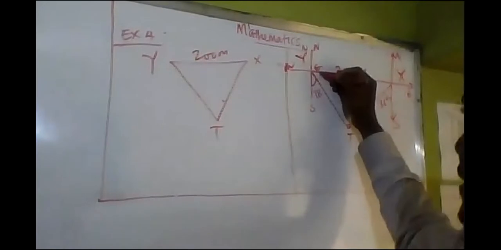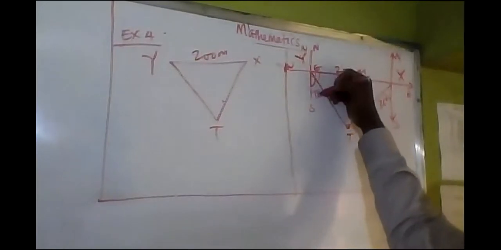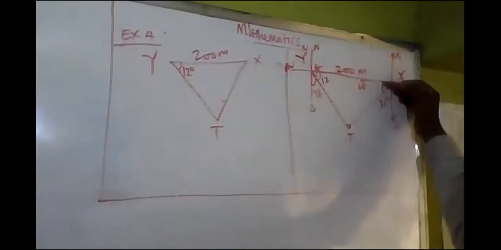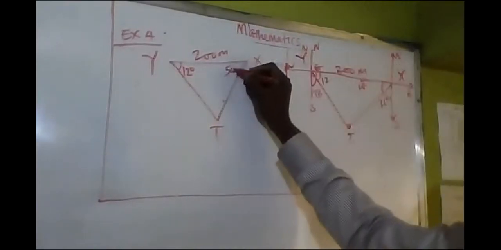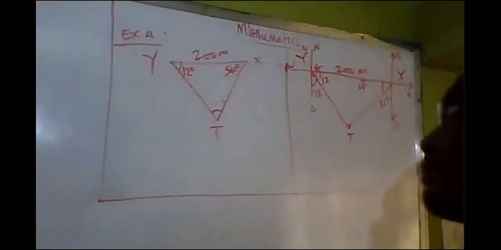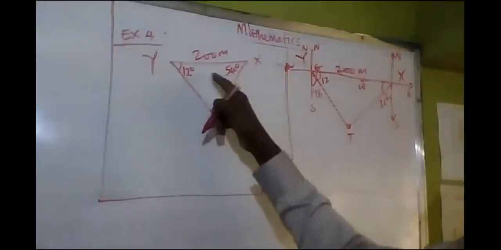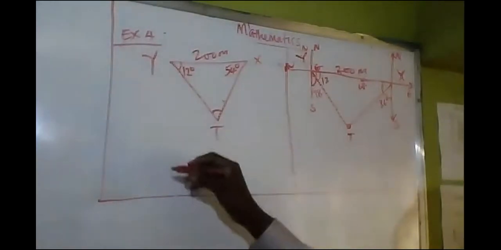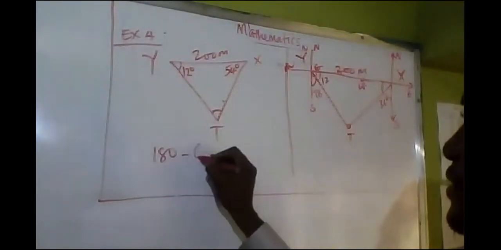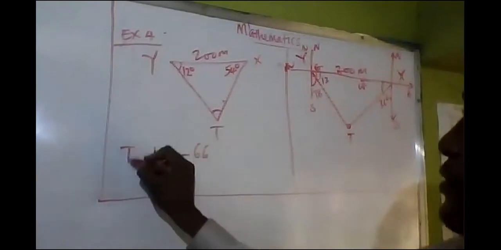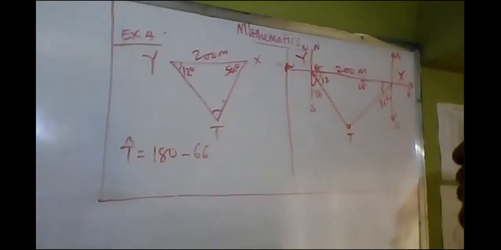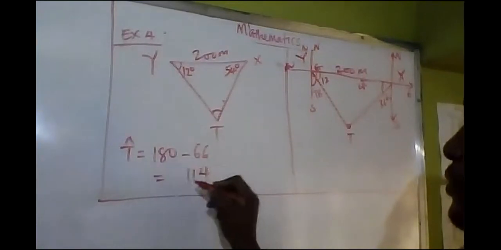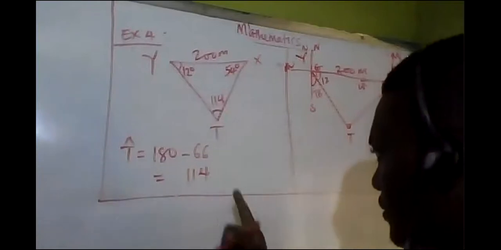We said everything here is 90. So 90 minus 78 is 12. This place is 12 degrees. This place is 90 minus 36, which gives us 54 degrees. So to get this one, add this and this together, that should give us 66. So 180 minus 66. What are we looking for now? Angle T. So 180 minus 66 should give us 114. Am I correct?